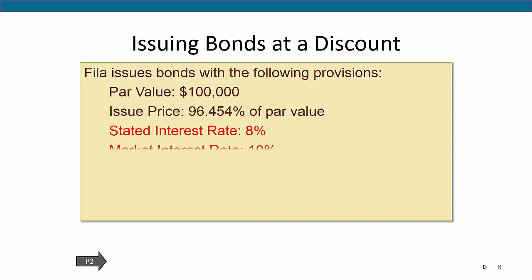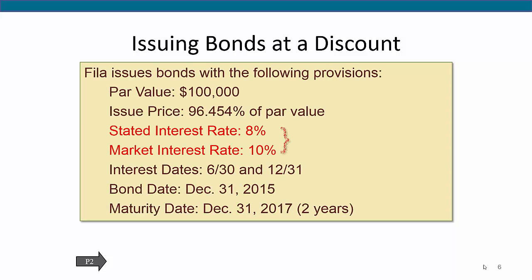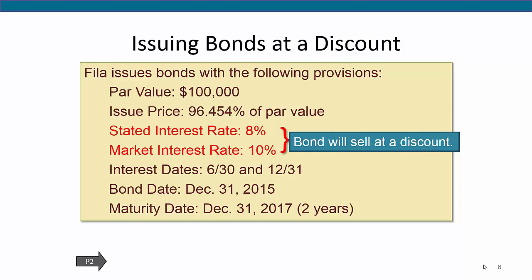In this example, Fila Company is issuing bonds with a par value of $100,000 and a stated interest rate of 8%, with interest payable semi-annually on June 30th and December 31st. Remember, these are the facts that are printed on the bond contract. However, the market interest rate on the issue date for financial instruments with similar risk is 10%.